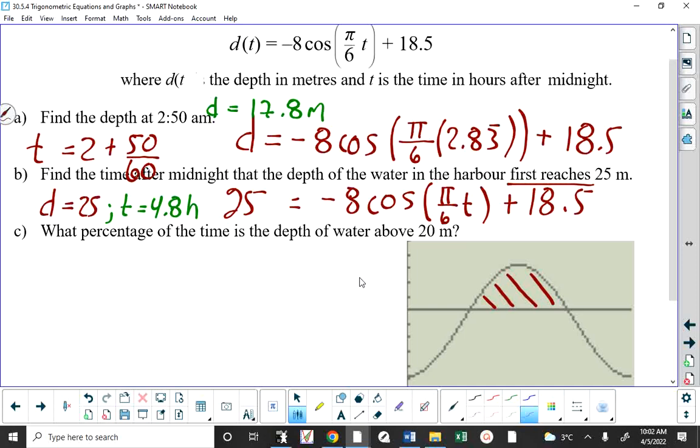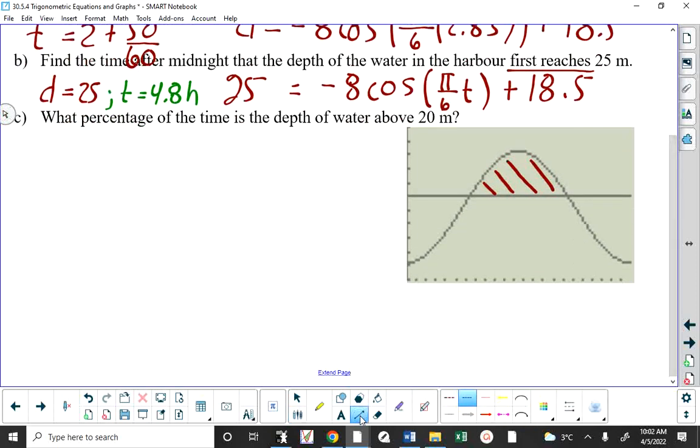We have to start by finding out how long it's above 20, which means that you need to calculate this time and this time so we can figure out how many hours it's above 20. And that means you're going to find both t-intercepts or x-intercepts. So you go ahead and do that. I'm going to do the same thing up here.